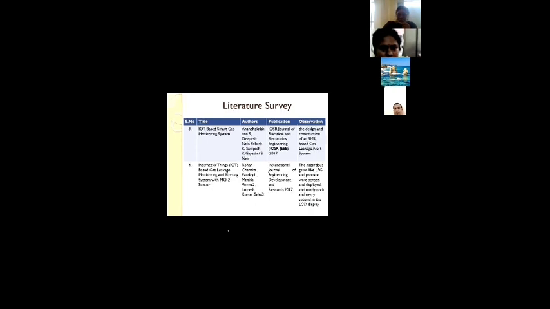The automatic gas detection and induction robot. In this paper, they use an Android robot-based gas leakage detection. And the sixth is a survey.